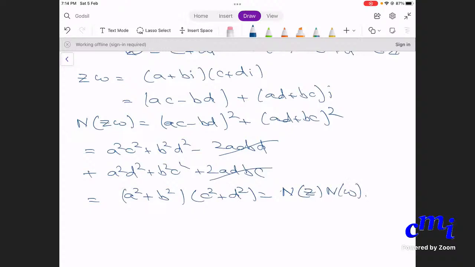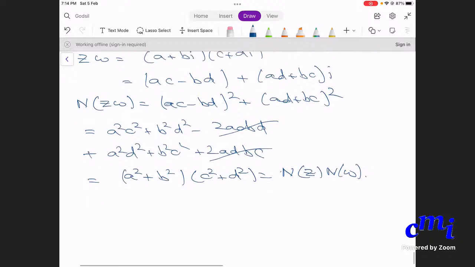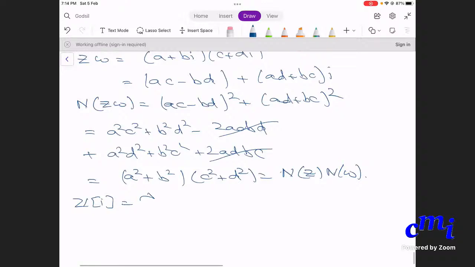This is an important property of the norms defined on the ring Zi. By the way, the ring Zi is called the ring of Gaussian integers. So why am I doing this? Our goal is to be able to determine what are the units in this ring. I want to know what are the units in Zi.